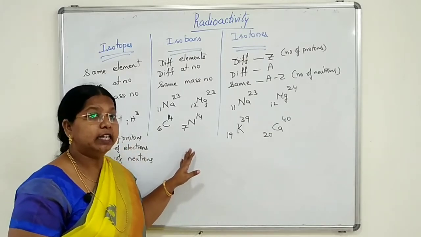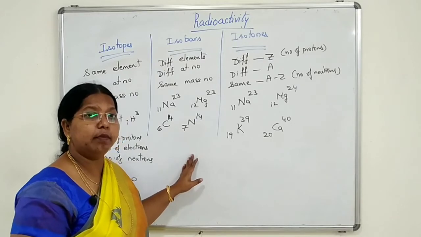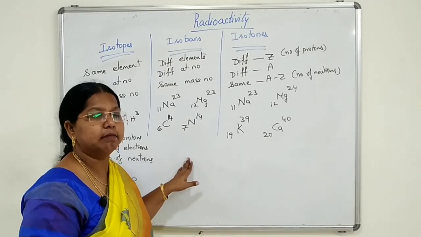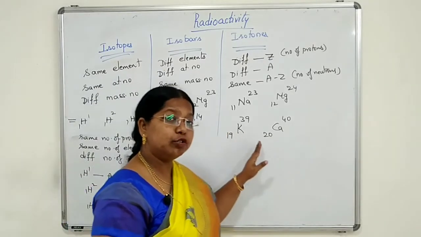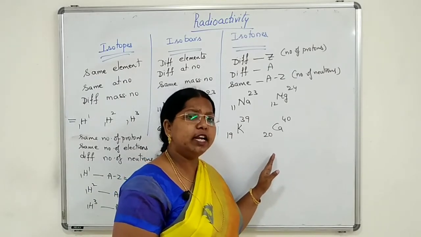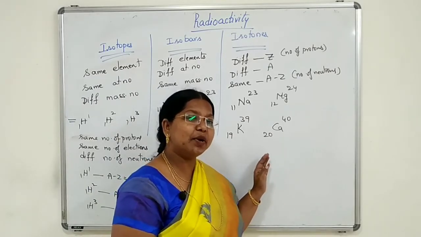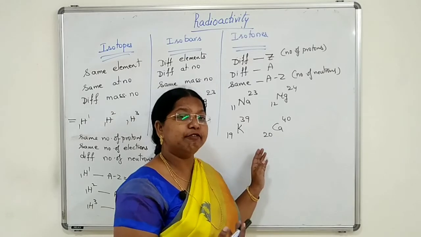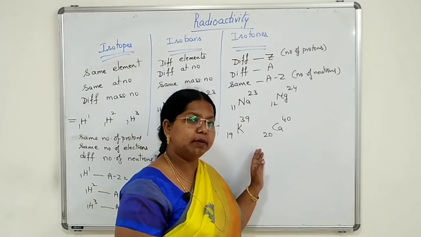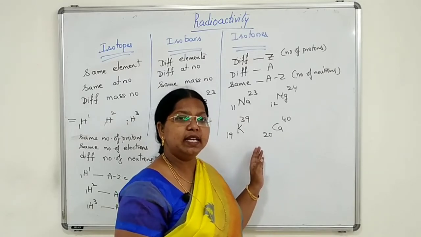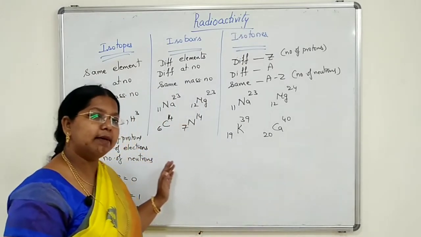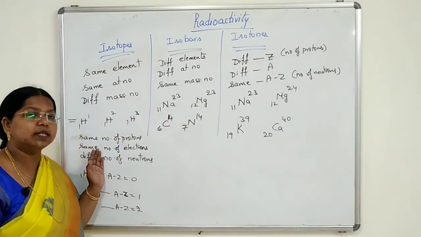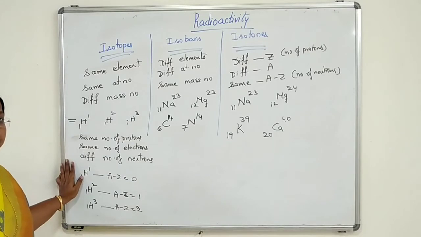Isobars means different element, different atomic number but same mass number. Isotones means different number of protons but same number of neutrons, or different atomic number, different mass number, but A minus Z will be the same. So these are the examples of isotopes, isobars and isotones.